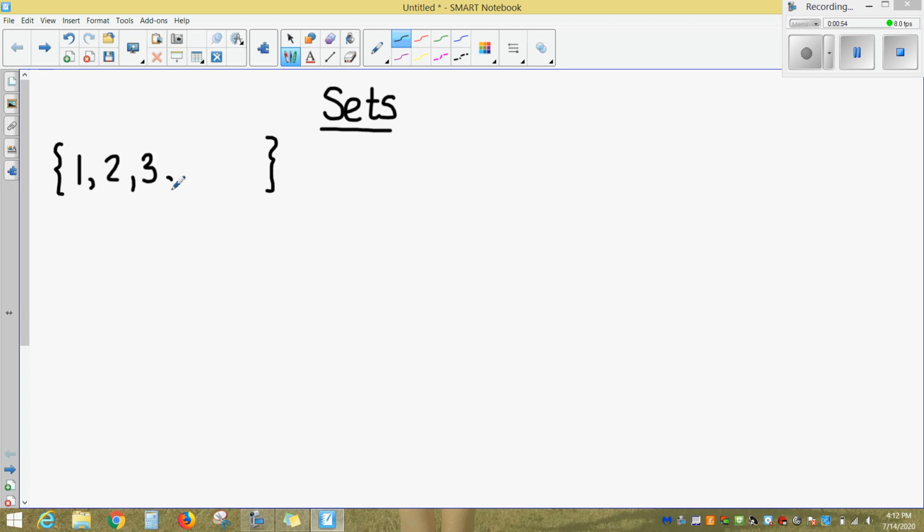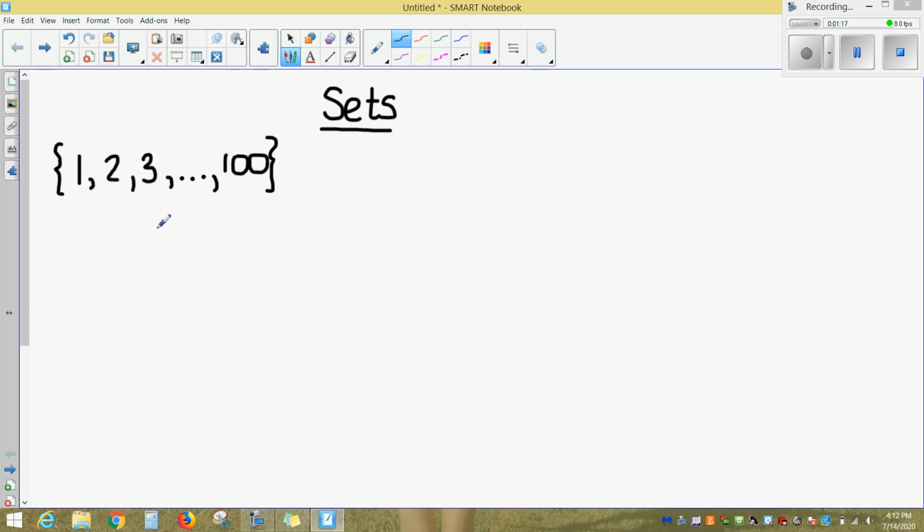Maybe that set is really large, but still finite, meaning there's a countable number of elements in it, but maybe I don't want to list them all. So I can write 1, 2, 3, ..., 100, which would indicate that we're talking about 1, 2, 3, 4, 5, 6, 7, and we're counting all the way up until we stop at 100.